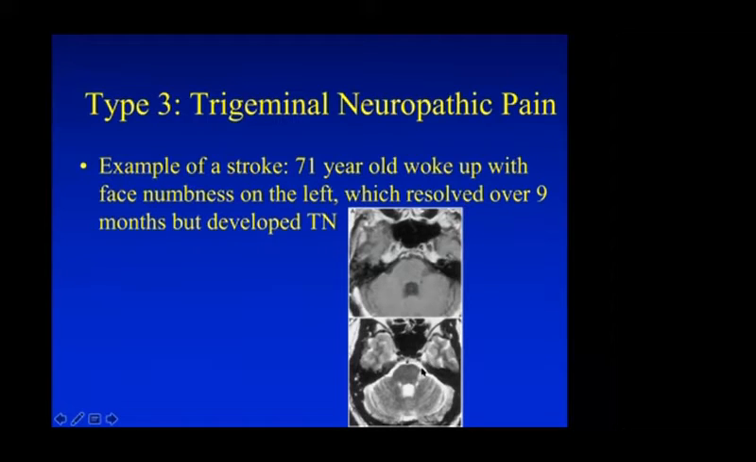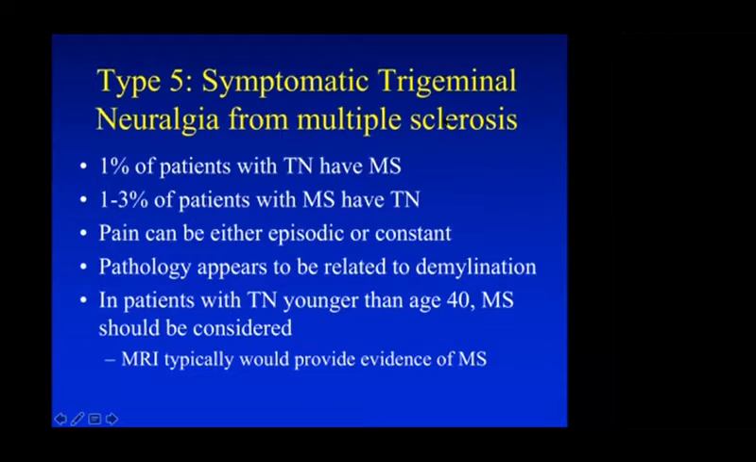Multiple sclerosis is an autoimmune attack of the brain tissue by your body, and that can result in injury. If that attack occurs right at where the trigeminal nerve is, then you can get trigeminal neuralgia pain from this multiple sclerosis. So 1% of patients with trigeminal neuralgia have multiple sclerosis as the cause of their pain. 1 to 3% of patients with multiple sclerosis end up having trigeminal neuralgia. So it's not high in either direction, but this is something that you need to think about.